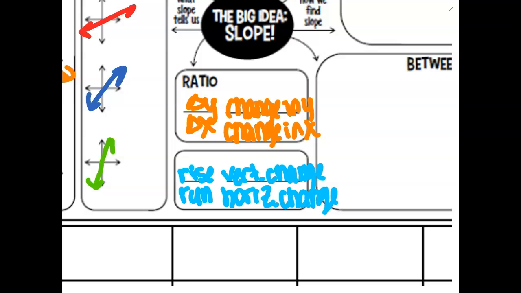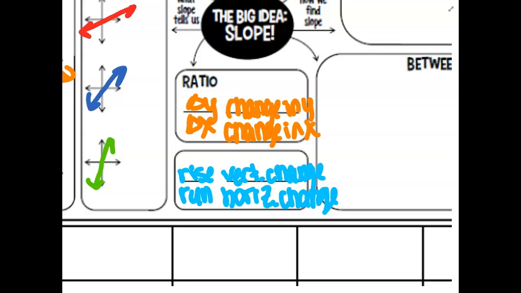Now, before we even move forward, though, although they're different words, they're actually saying the same thing, because the change in y, if you think about your y-axis, this is the x-axis, this is the y-axis. So if I'm talking about the vertical change, guys, that is the change in y, okay?